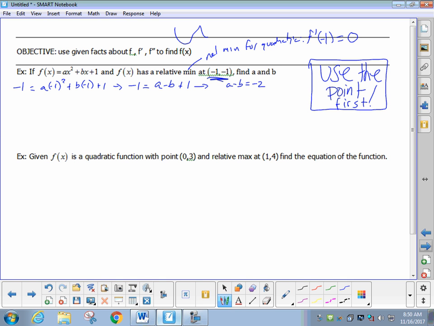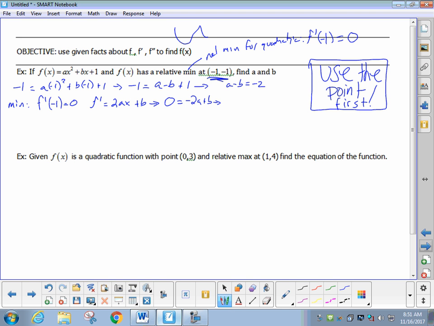All right. Now if I were to use the min fact, we translate it as the derivative at negative 1 must be 0. Well, to use that, I need the derivative. F prime generally is 2ax plus b, yeah? If I use the fact that the derivative is 0 when x is negative 1, then I get 0 equals negative 2a plus b. You tracking? Are you with me? Okay.